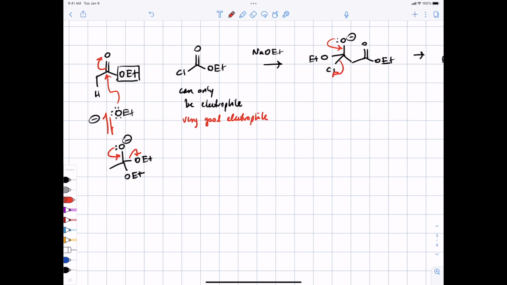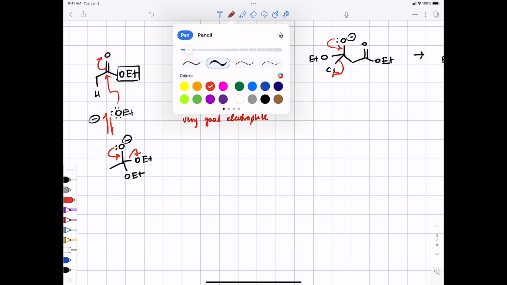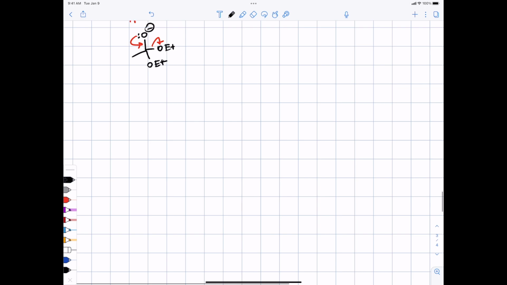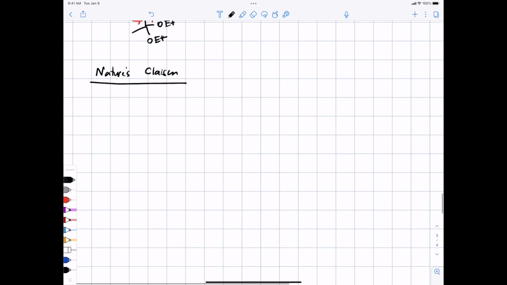Okay, so nature has Claisen reactions as well, and they're involved in fatty acid biosynthesis. So, might as well talk about that. Nature's Claisen reaction happens on thioesters rather than esters.